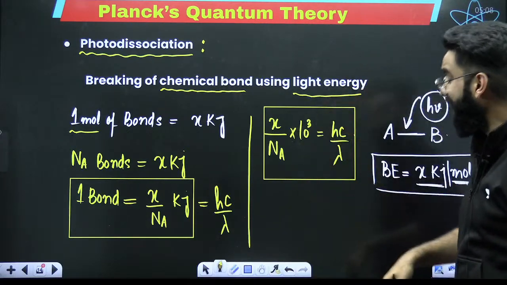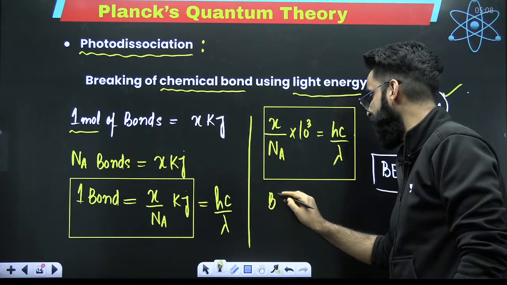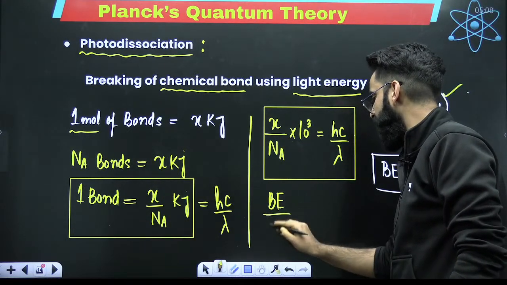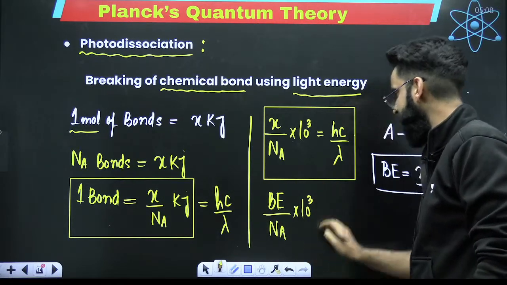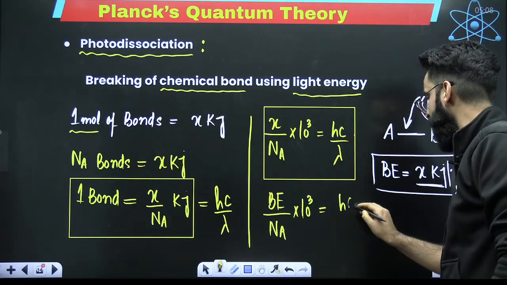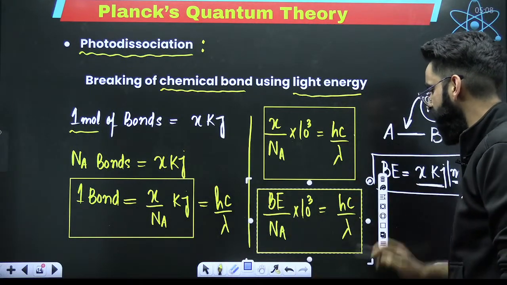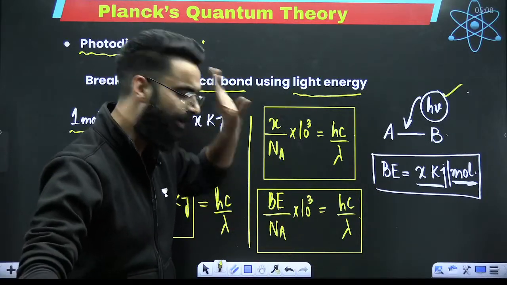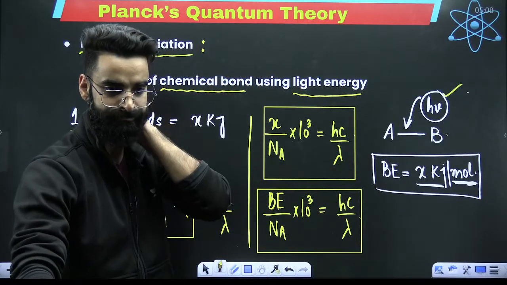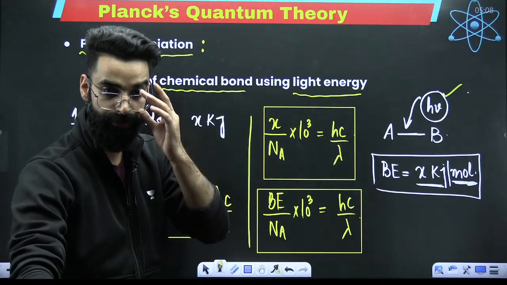Or if you write the same equation in the generalized form, this X was your bond energy. So bond energy divided by Avogadro's number multiplied by 10 raised power 3. The left hand side is in joules and the right hand side I'm assuming also in joules. So from this particular equation, a particular type of question can be asked. I hope you got to know how I made this particular equation.